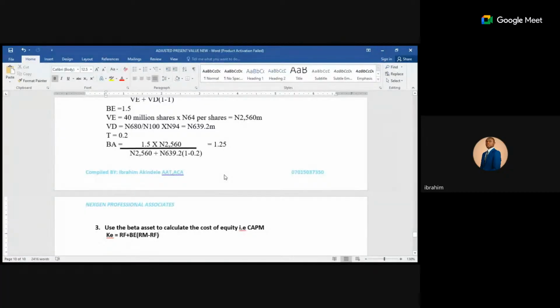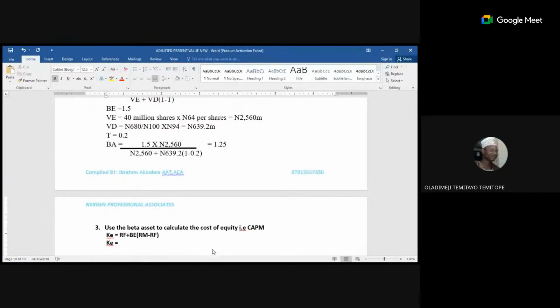I want to ask a question here. What does asset beta measure? Or what is the difference between the financial risk, the business risk, systematic risk, and unsystematic risk? I'm waiting.